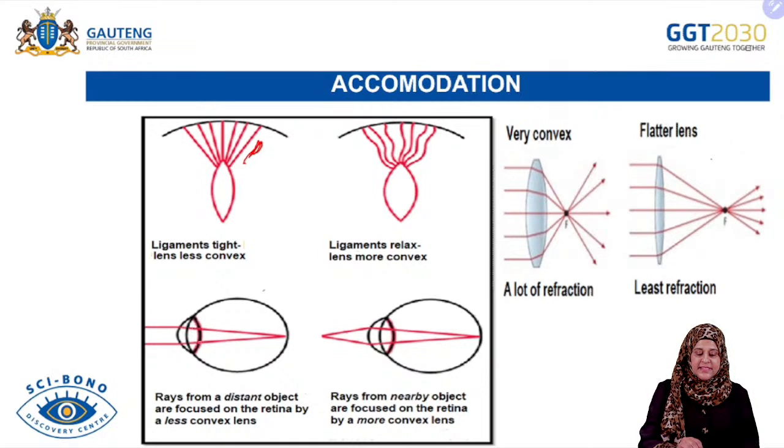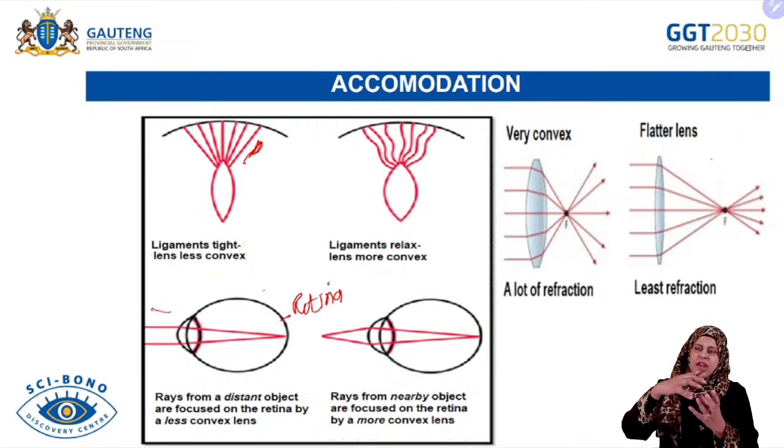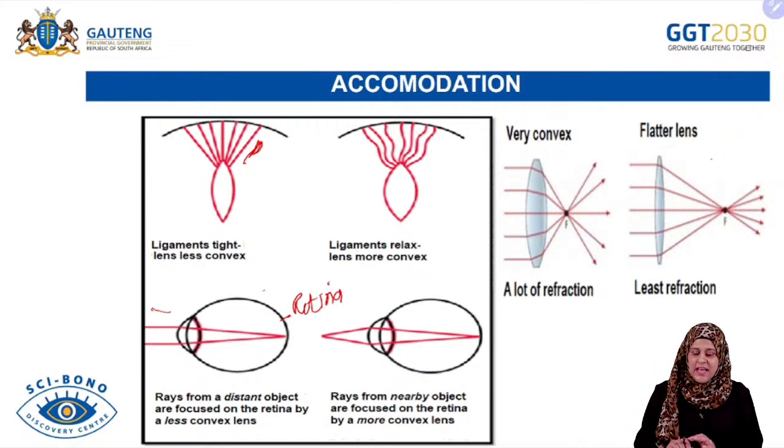So here we can see that the lens is less convex, light is moving along, and the light is bending less, and a clear image is forming on the structure here at the back of the eye, which is the retina. Now, when we look at a vision that is nearby, so if you're looking at a book, right? What happens is the suspensory ligaments slacken or they loosen, right? And it's not pulling on the lens. Remember, the lens is elastic. So now this is not pulling onto the lens. Therefore, the lens is more convex.